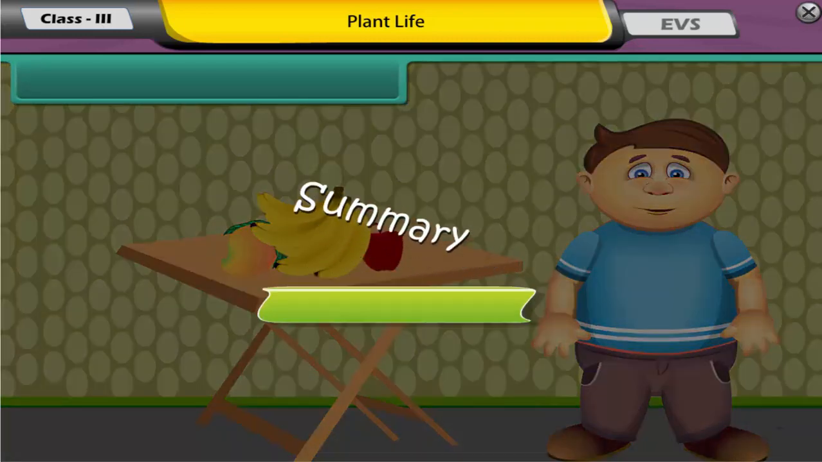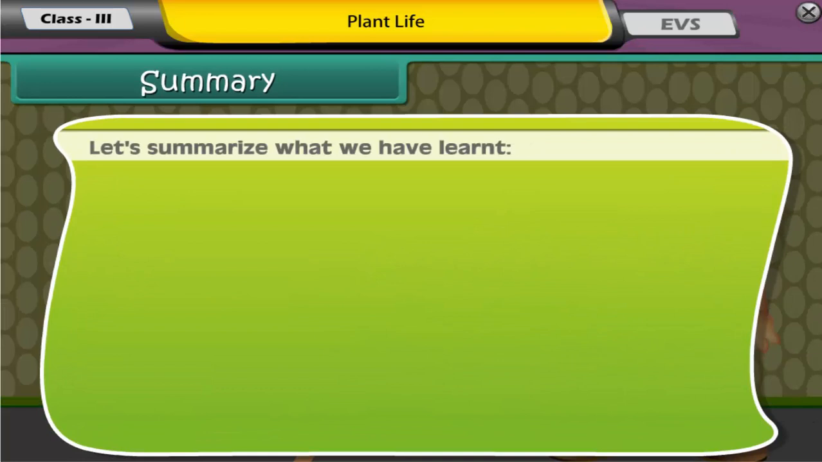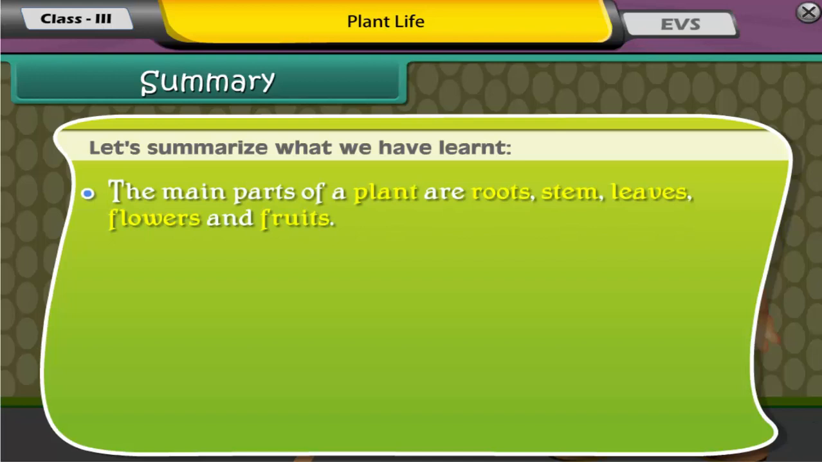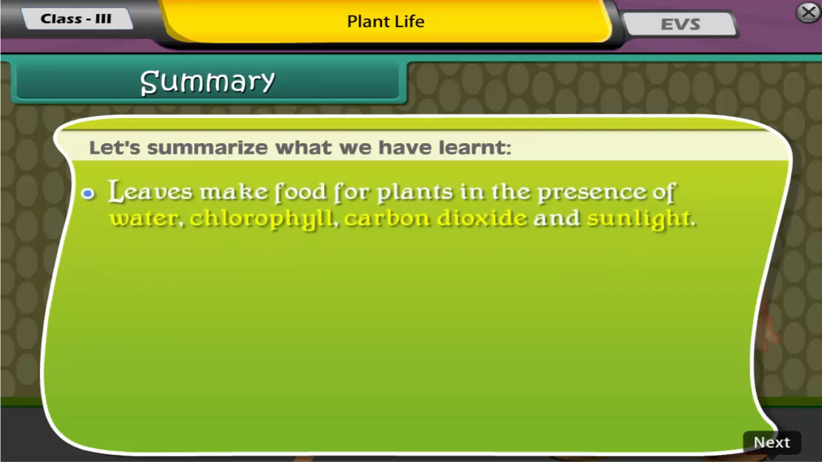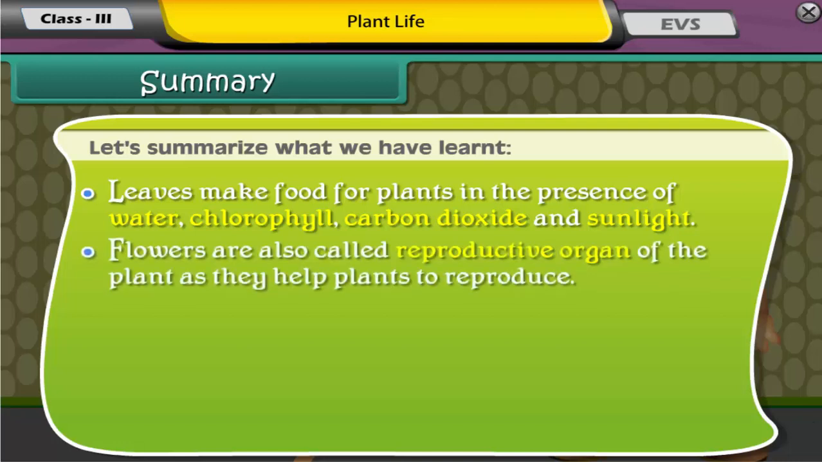Summary. Now, friends, let's summarize what we have learnt. The main parts of a plant are roots, stem, leaves, flowers, and fruits. Leaves make food for plants in the presence of water, chlorophyll, carbon dioxide, and sunlight. Flowers are also called the reproductive organ of the plant, as they help plants to reproduce.